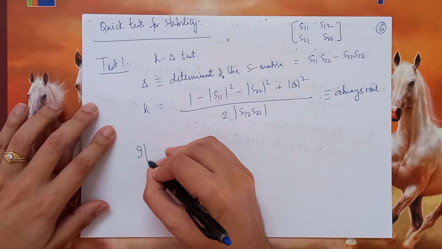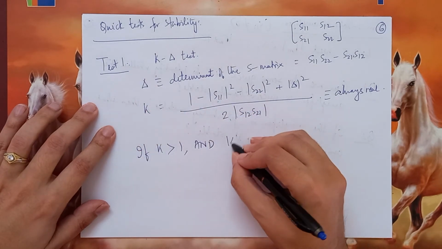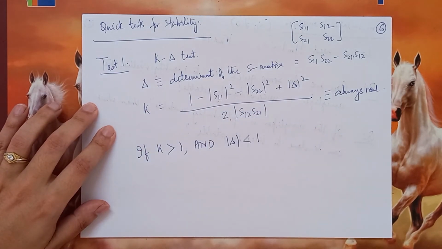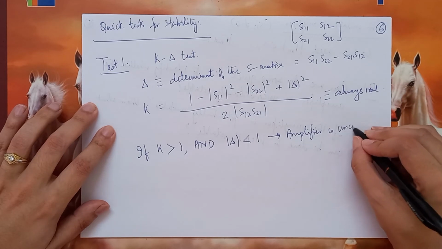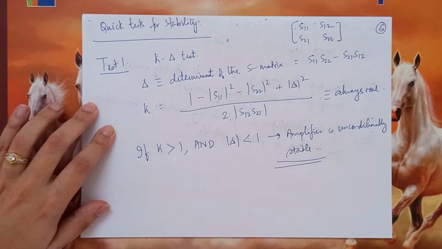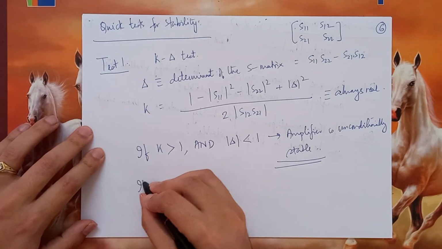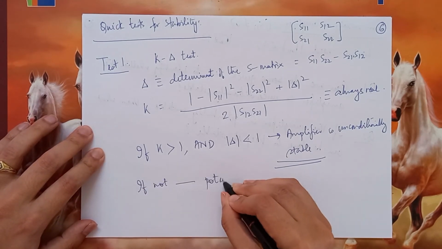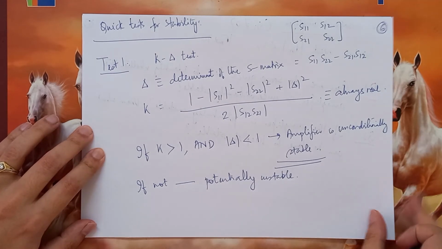So it says if K is greater than 1 and the mod of the determinant delta is less than 1, then the amplifier is unconditionally stable. Means whatever be the source impedance, whatever be the load impedance, the amplifier will always exhibit stability. If not, then it is potentially unstable. So this is a very quick test to find out.